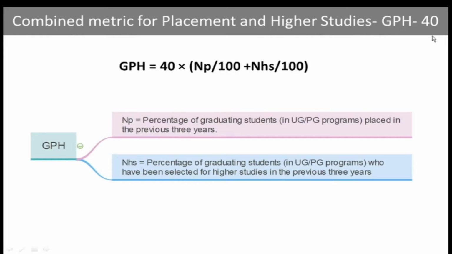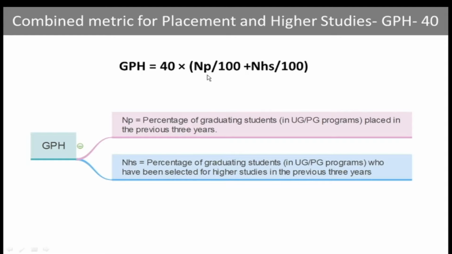It carries 40 marks. So as you can see from the formula, GPH is equal to 40 multiplied by the sum of NP upon 100 and NHS upon 100. So it is interesting to know what NP and NHS are. NP is the number of placements amongst the graduating students, and NHS is the number of students who are going for higher studies. So the percentage of graduating students who are placed is NP, and the percentage of graduating students who go for higher studies is NHS.